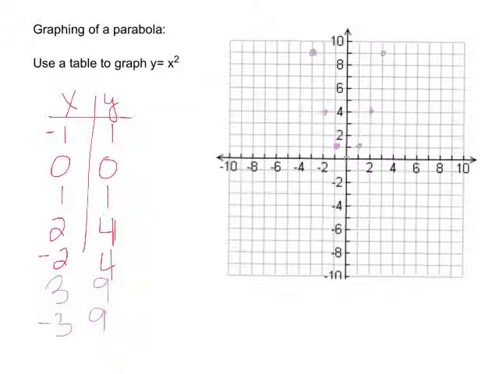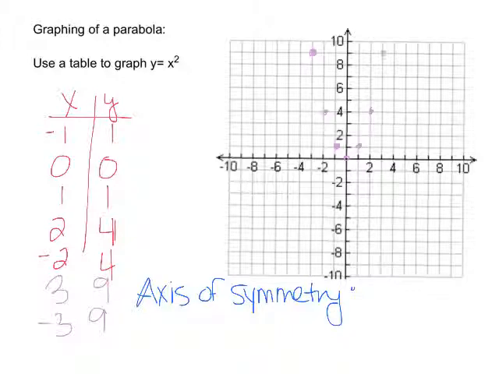And my axis of symmetry is what's going to split my graph in half. So the axis of symmetry is what is going to cut my graph in half, and that's actually right here because it splits down that vertex. And so I'm going to get that the axis of symmetry is at x equals 0.